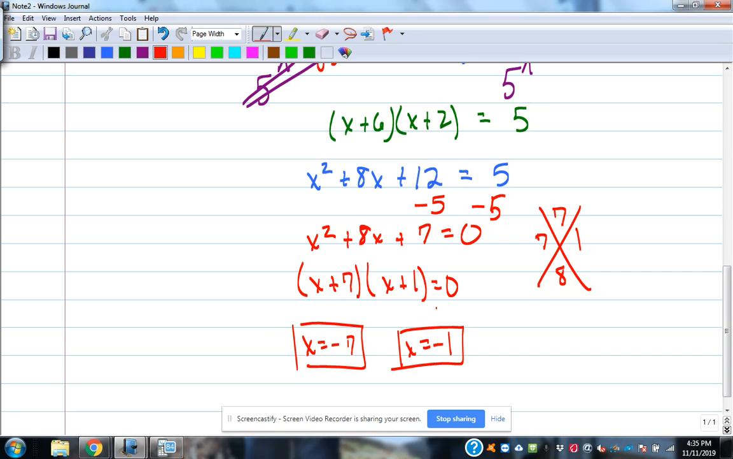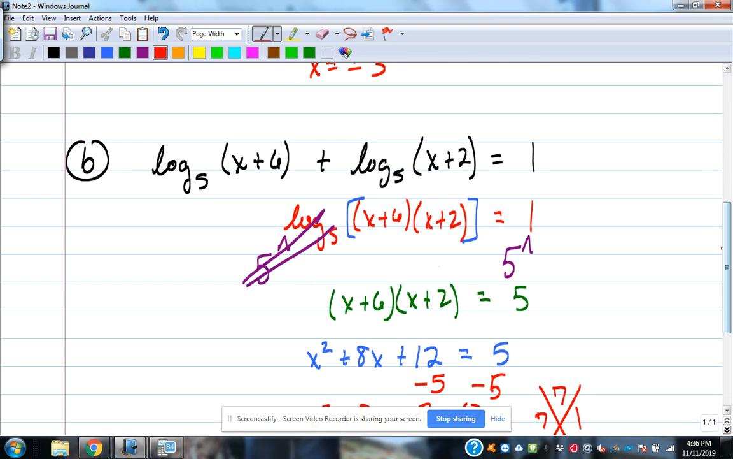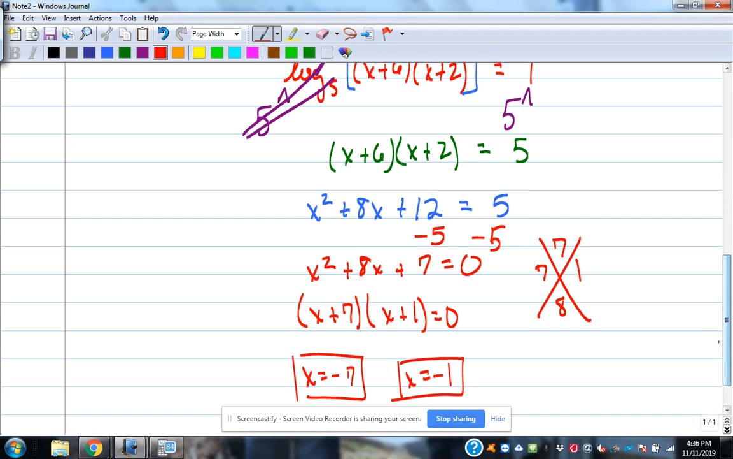Those are the possible solutions. I've got to go back and check those in the original problem to make sure I don't end up taking the log of a negative. So if I go back to the original problem, if I plug in negative 7, what's negative 7 plus 6? Negative 1. I don't have to go any further. I don't have to check anything else. I know that's out. But it's possible that the negative 1 doesn't work either, so I've got to check it anyway.